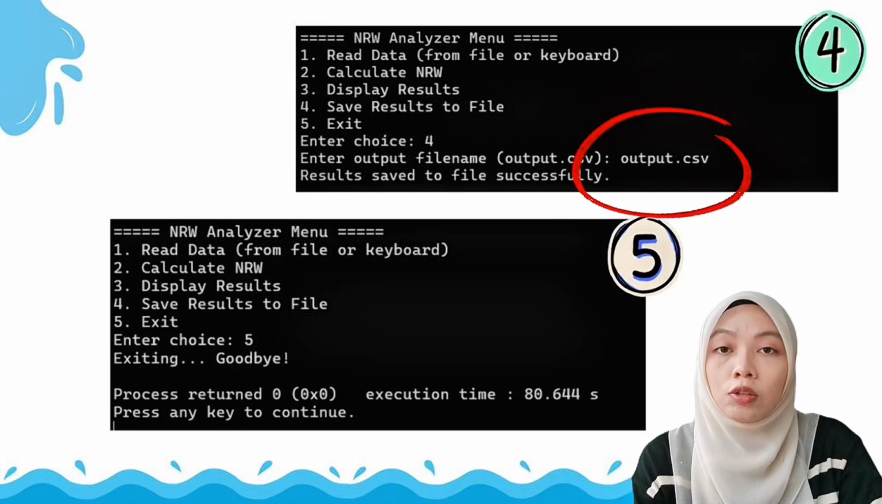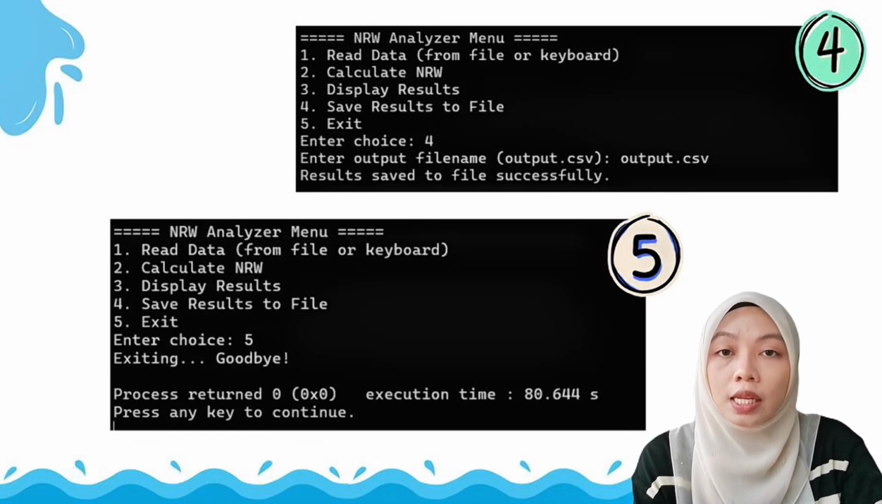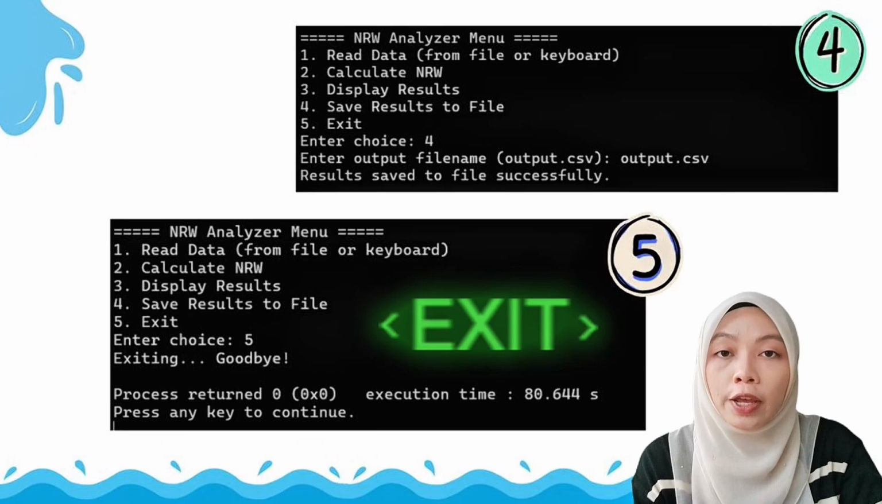The main function controls this entire process step by step, guiding the user through each menu option, starting from data input, choice 1, choice 2, choice 3, choice 4, until they choose to exit, which is choice 5.